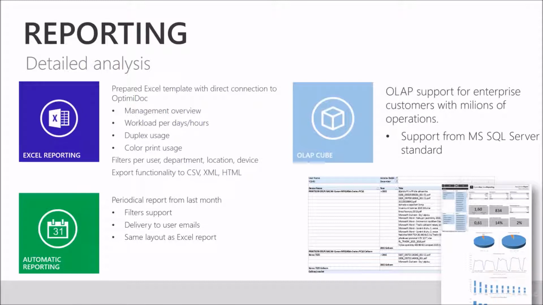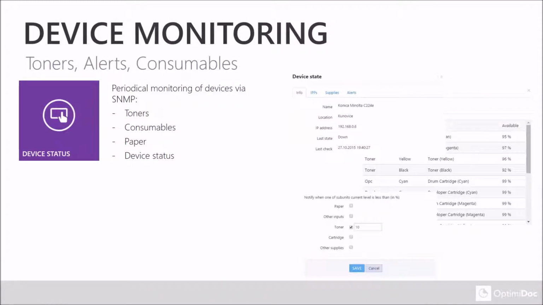So that was the reporting, and now there is a last functionality, the device monitoring. The device monitoring was developed for one customer based on his requirements, and the basic functionality is that through SNMP we are monitoring the devices and collecting the information about the toners, consumables, and also the information about the device status. So through the OptimiDoc you can see completely the information about the toners, or for example what's going on with the device.